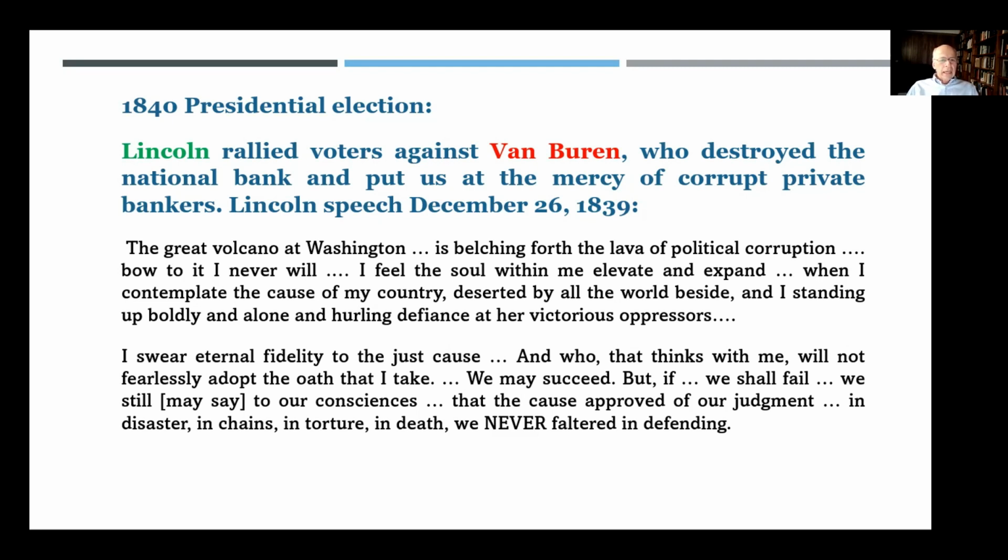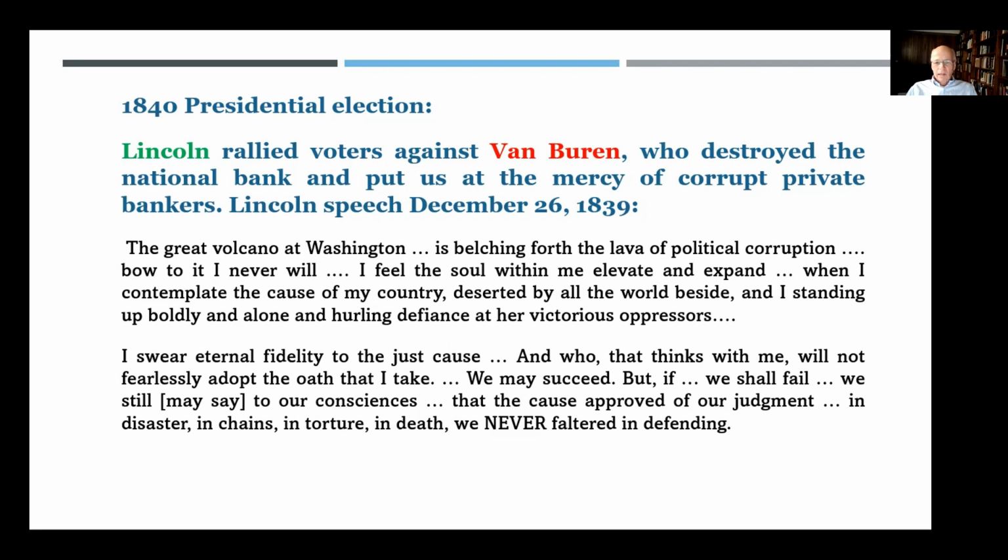So in the election of 1840, Lincoln was very prominent in Illinois, and he made this speech. Many of you have heard this. It's not often discussed what he was talking about, even though it's a pretty famous speech. And he's talking about banking, political corruption of the establishment that has taken down the Bank of the United States. And he is swearing fidelity to this cause.